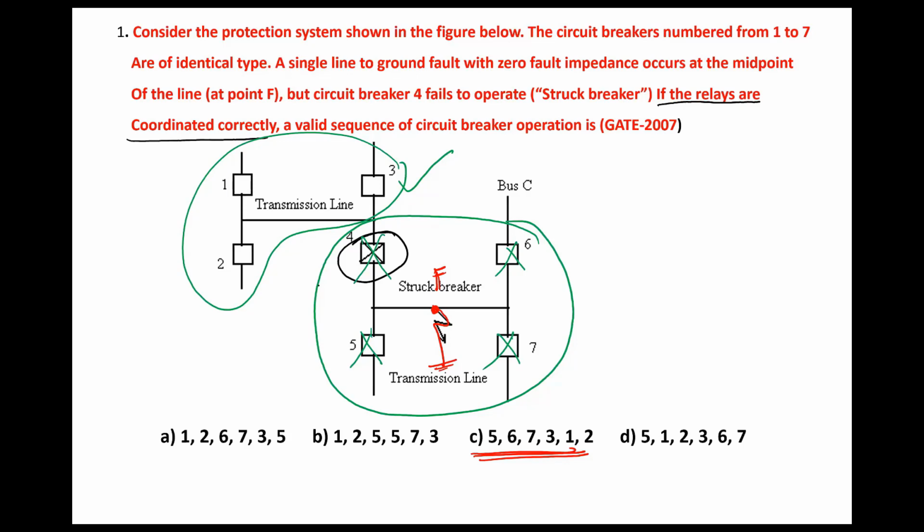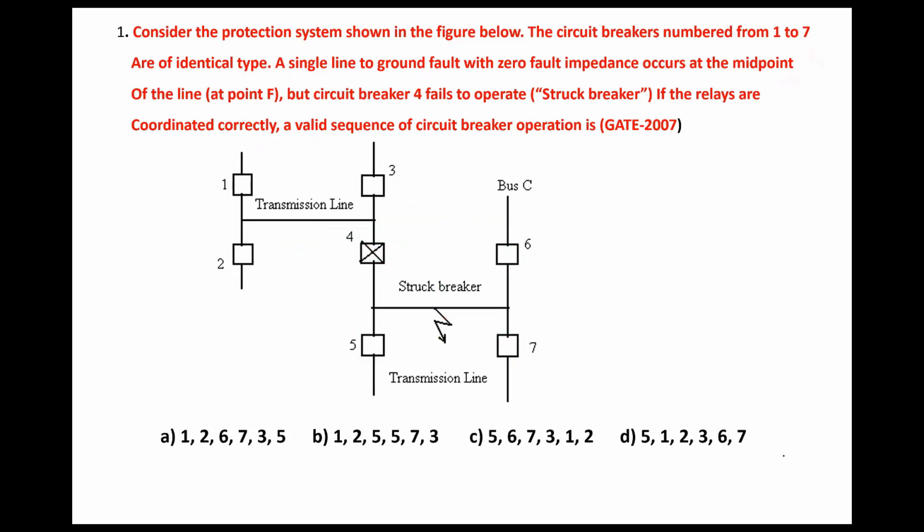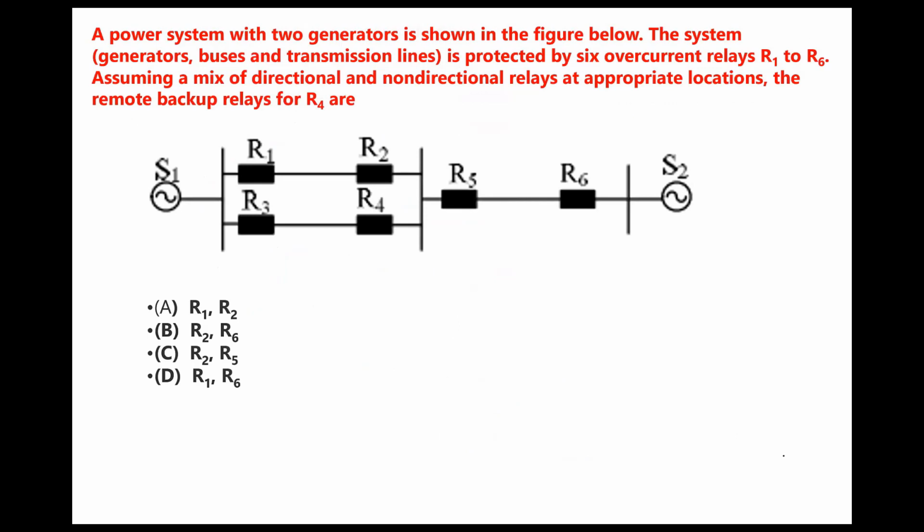So if 4 fails, first 5, 6, 7 circuit breakers should trip. And because 4 is failing, as a backup of 4, all these 3 circuit breakers should trip. Understand? So C is the right option. Now we read this question.